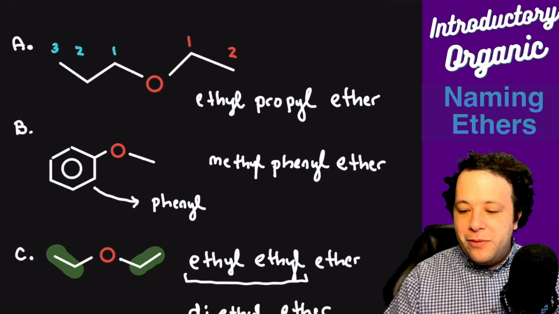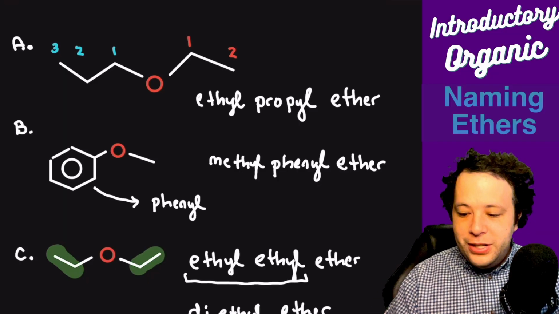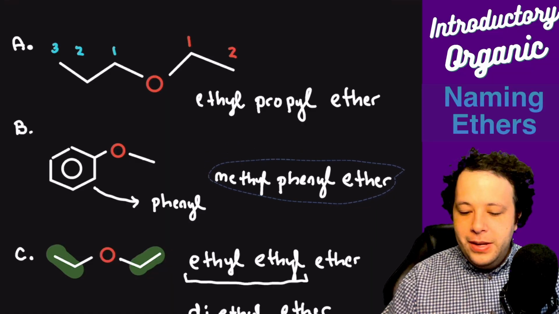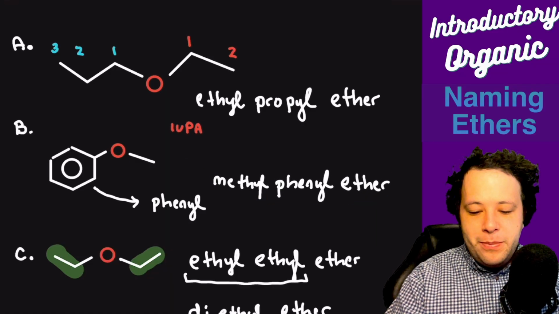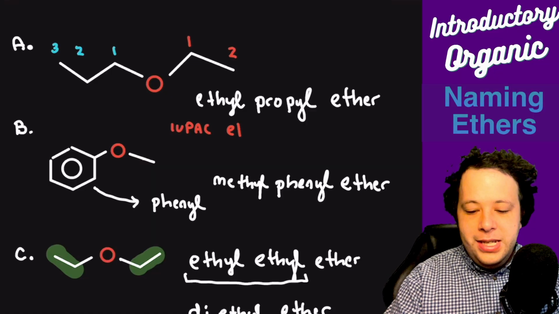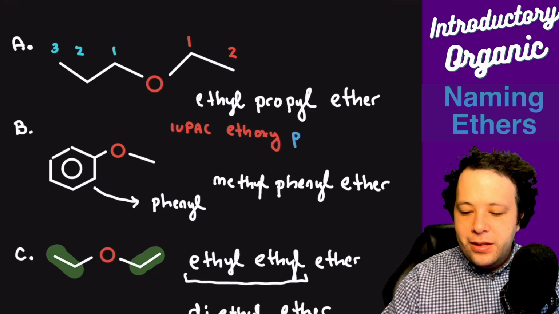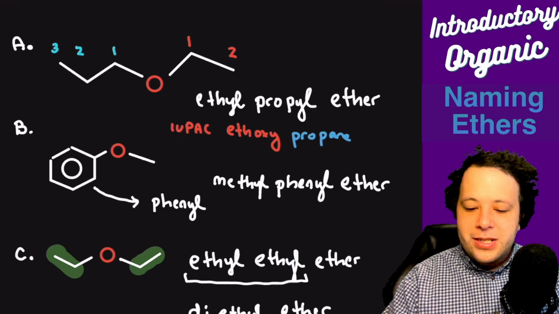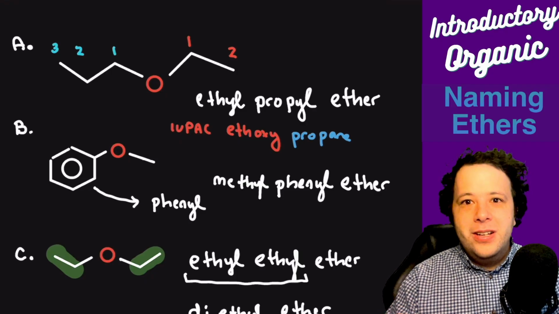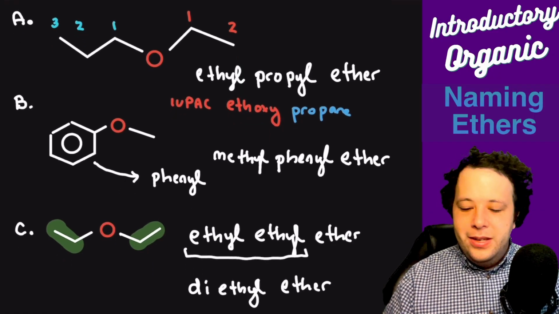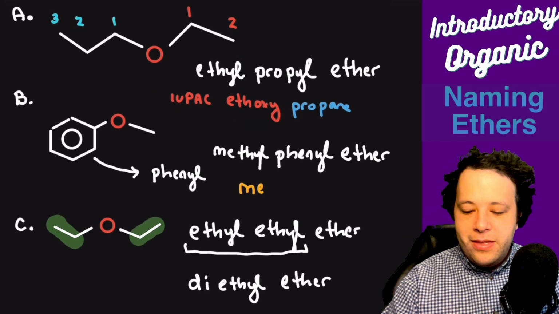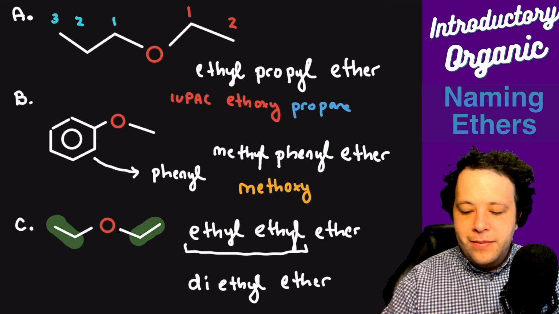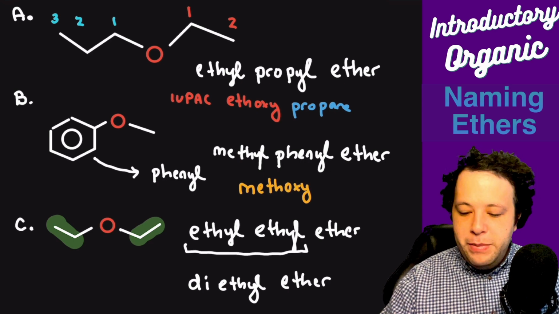Just a quick review, for the IUPAC naming for each of these two, just to compare. So let's look at the first one. What would the IUPAC be in this case? Well, you have ethoxy. That's a shorter portion. And then it's going to be ending with propane. So you can see it's either ethyl propyl ether or ethoxypropane. Then the next one, what's the smaller chain? That would be methoxy. And then it's going to end with benzene.